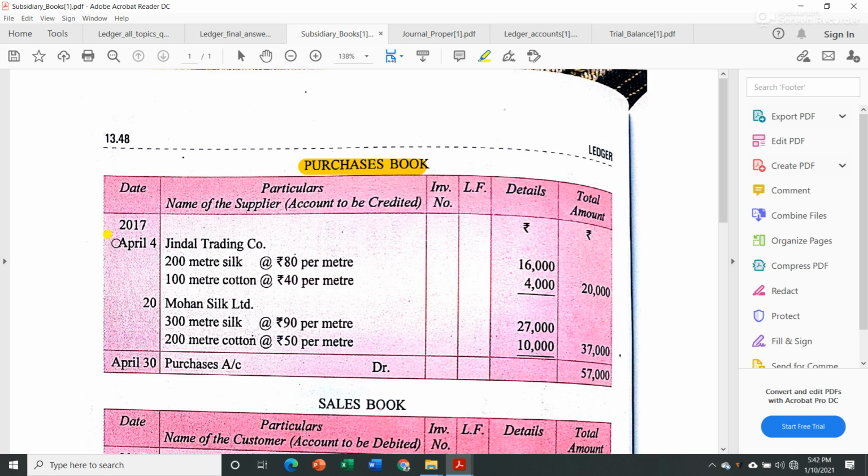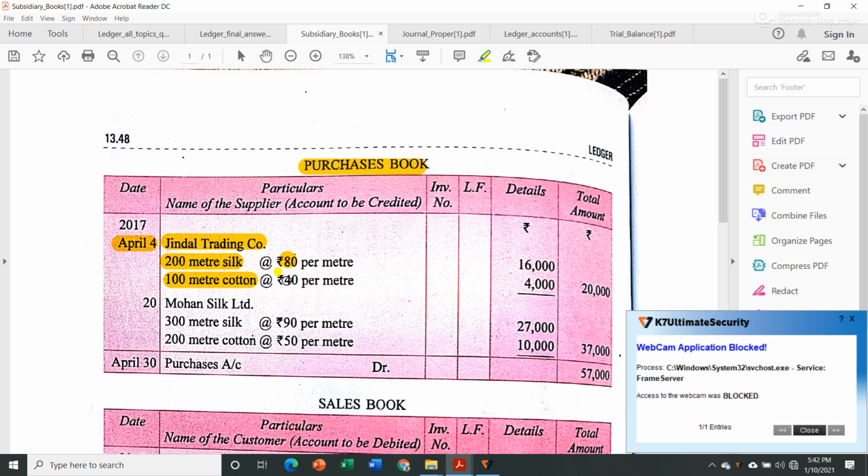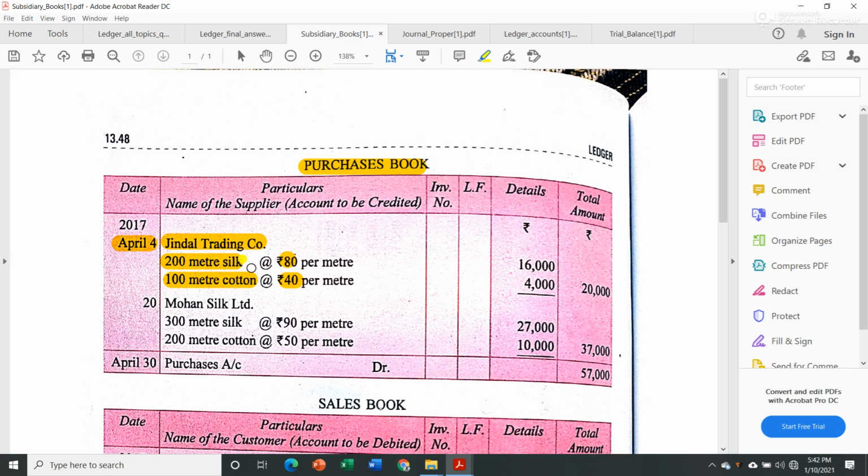Now the first transaction took place on April 4th, so we will write Jindal Trading Company. We purchased 200 meter silk and 100 meter cotton at 80 rupees and 40 rupees per meter respectively. This information you will get in the question. So we got 16,000 and 4,000, that is altogether we purchased goods worth rupees 20,000, and since there isn't anything about trade discount, we will directly write 20,000.